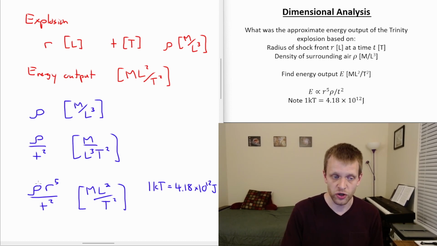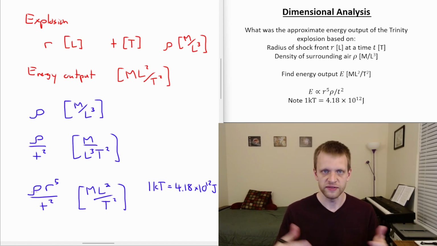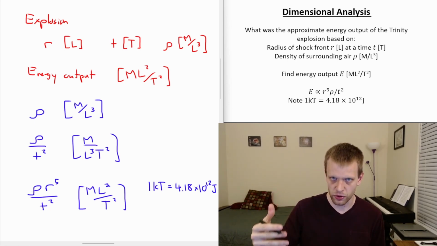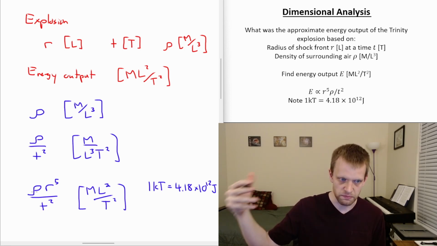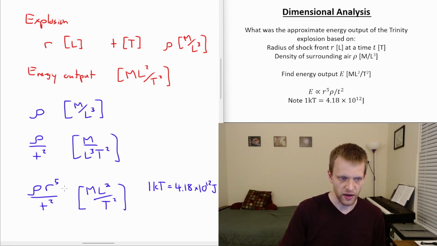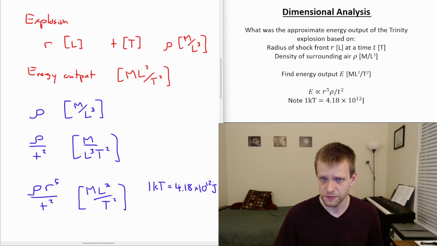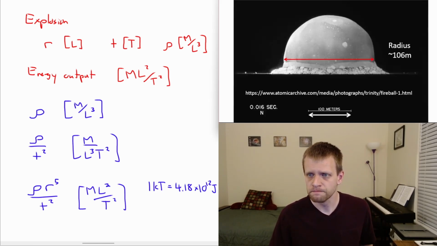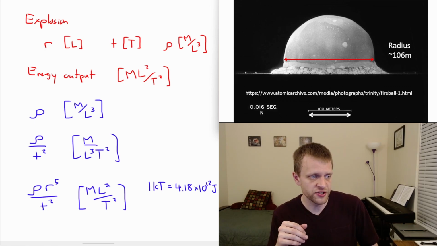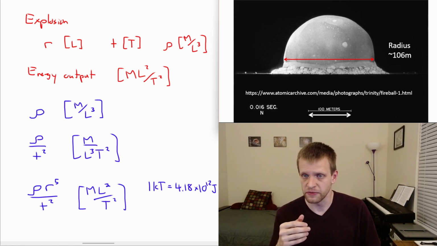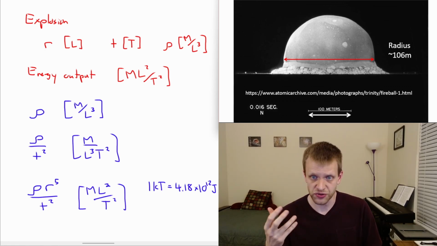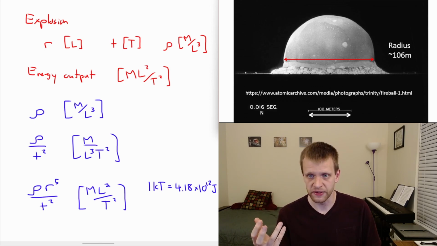Okay. Since we're going to be using these densities and radiuses and times in our standard metric units, density in kilograms per cubic meter, distances in meters, times in seconds, this energy should be in joules, so we're going to convert that to kilotons. Well, let's look at some of the images from the Trinity explosion. Again, this was the first nuclear weapon test ever done.